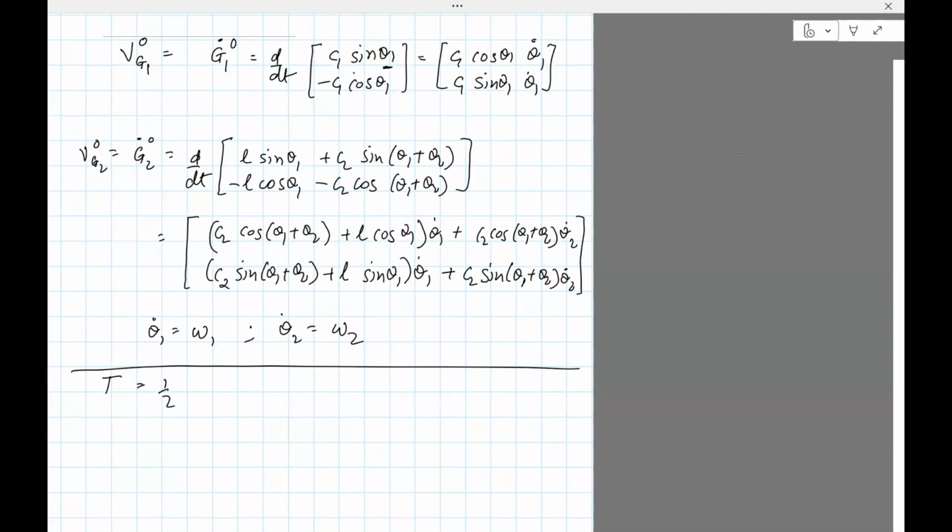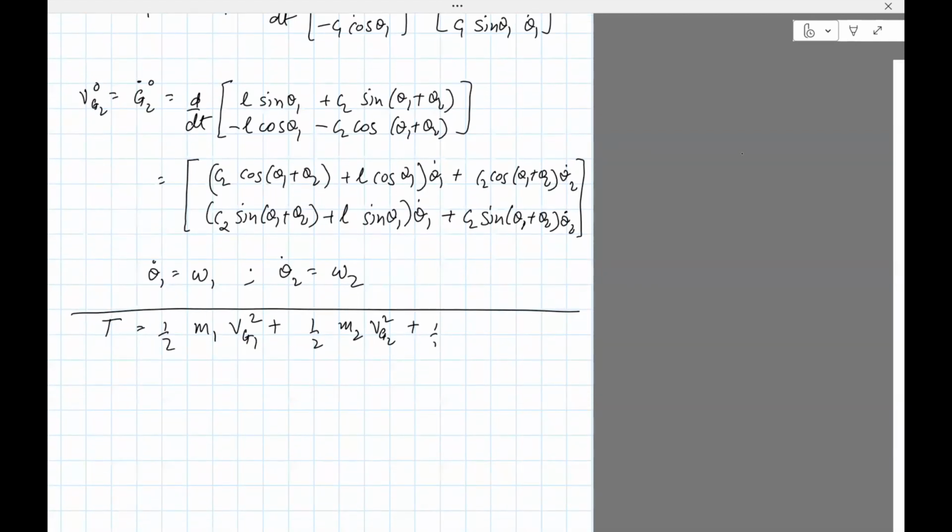That's going to be half m1 Vg1 square plus half m2 Vg2 square plus half I1 theta 1 dot square. Okay, and then for the other one, so that's the angular velocity of link 1, but the angular velocity of link 2 is going to be theta 1 dot plus theta 2 dot, squared. Okay, I'll tell you why that's so.